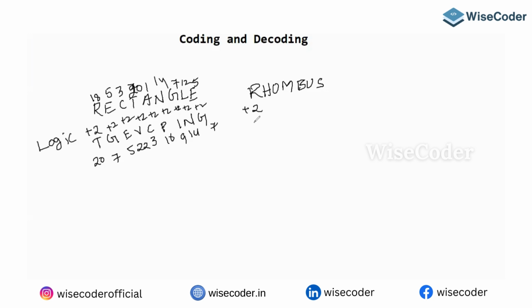R is 18. 18 plus 2 is what? 20. 20th letter is T. H is 8. 8 plus 2 is 10. 10th letter is J. 15 plus 2 is what? 17. 17th letter is Q. M is the 13th letter. 13 plus 2 is 15. 15th letter is O. B is 2. 2 plus 2 is the 4th letter. What is the 4th letter? D. So U is 21. 21 plus 2 is what? 23. What is the 23rd letter? W. S is what? 19. 19 plus 2 will give you 21. What is the 21st letter? U.